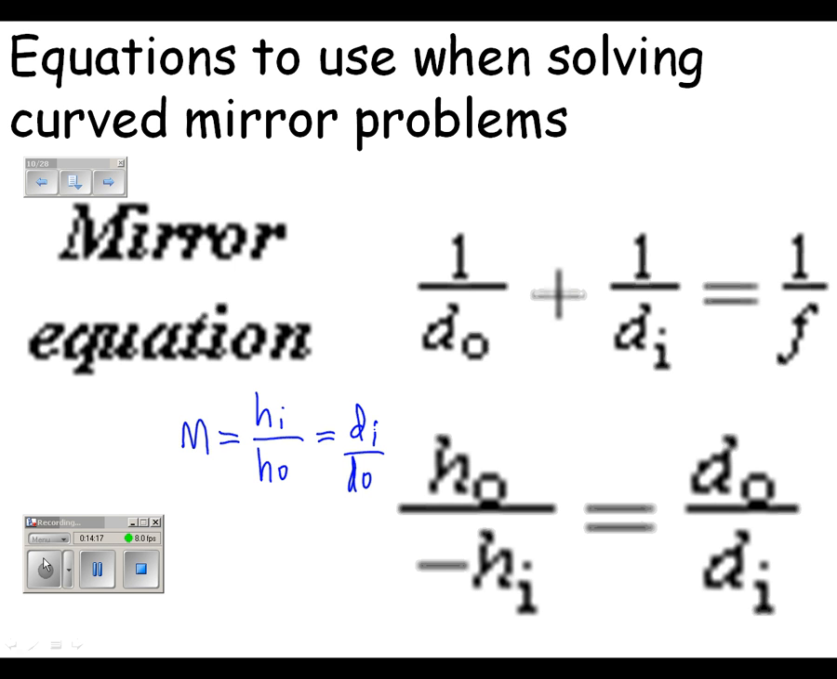When you want to talk about magnification, you want to know how tall the image is compared to the object. And you'll also see a negative sign in front of it, although I don't worry too much about the negative sign, it's just an extra thing that we don't need. All we really want to know is how much it is magnified by. That's a comparison of height of image to height of object.